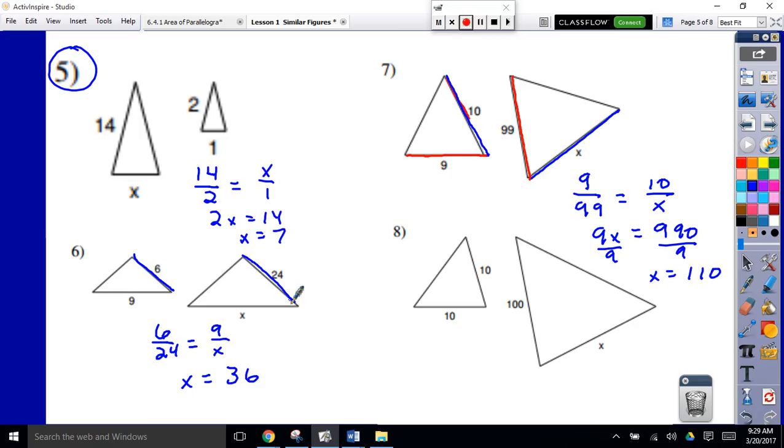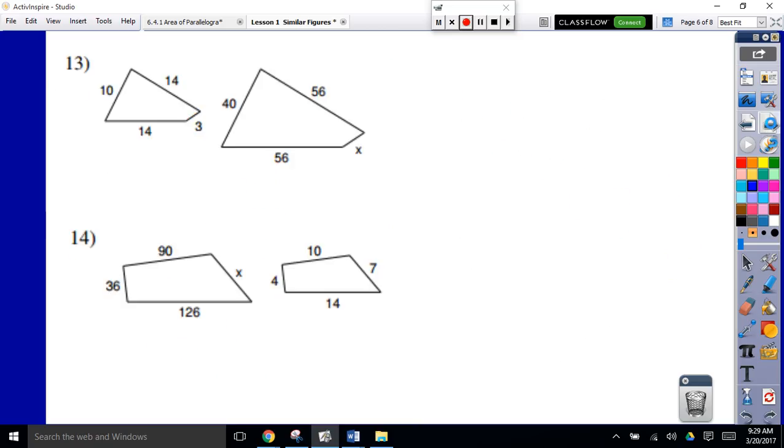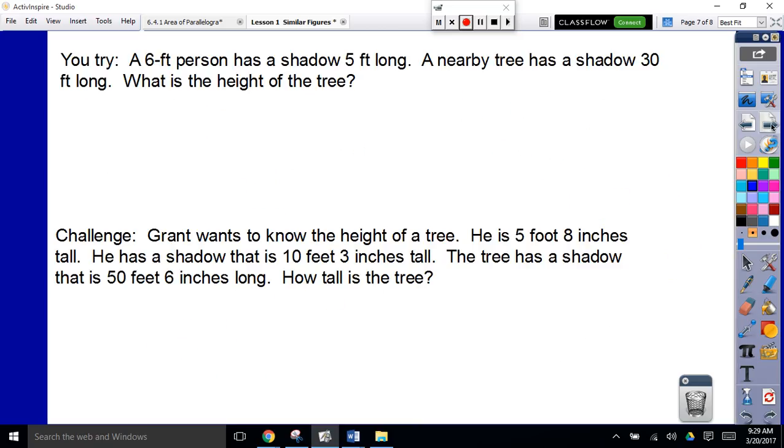Okay, next, we're going to skip around a little bit. We're going to go to this slide, the You Try. You might want to draw a picture of this. In fact, I recommend you do that. It's like the flagpole picture on the first page. Solve it, and again, you're going to enter your answer into Socrative.